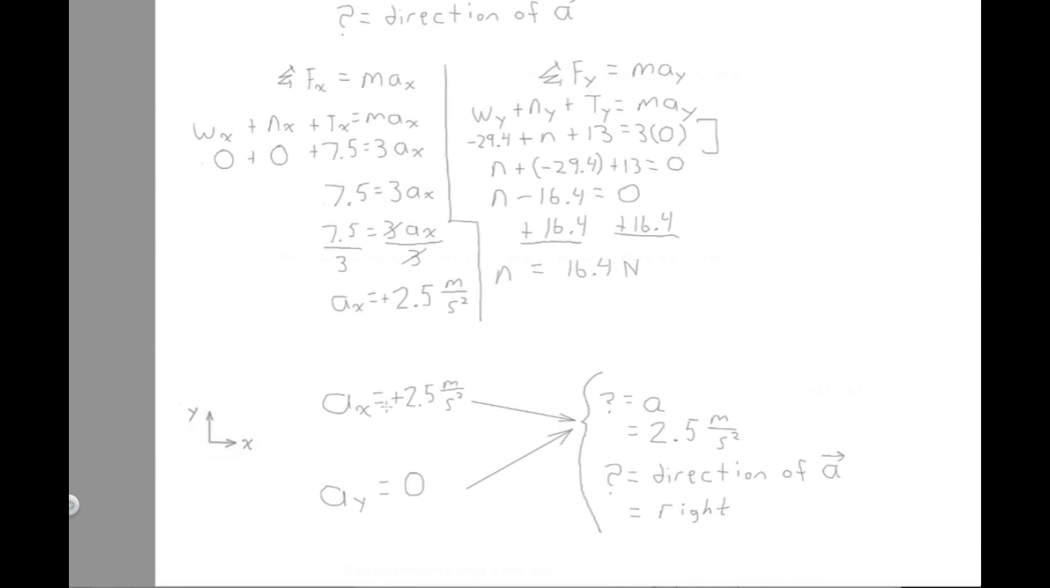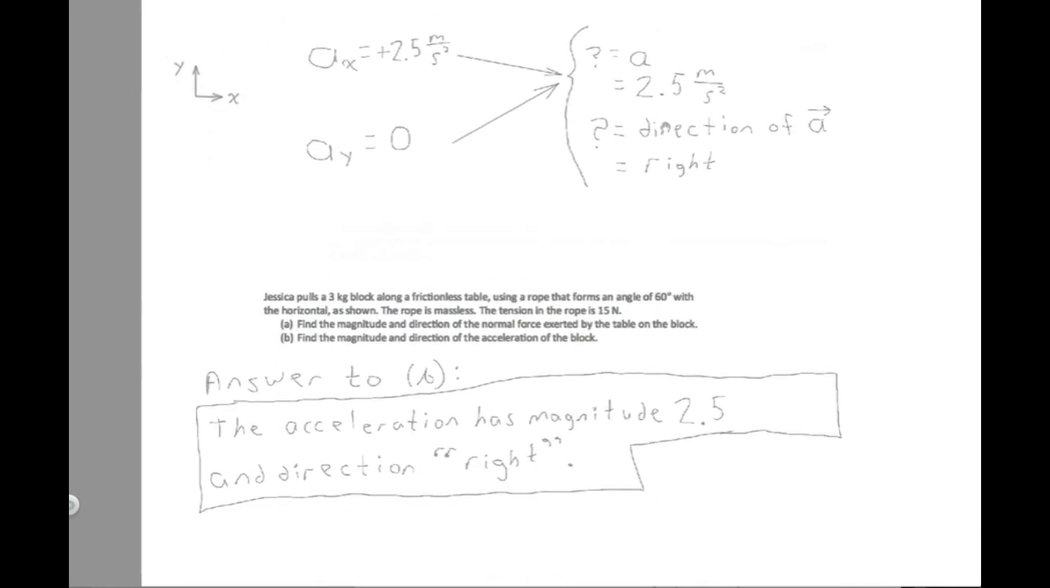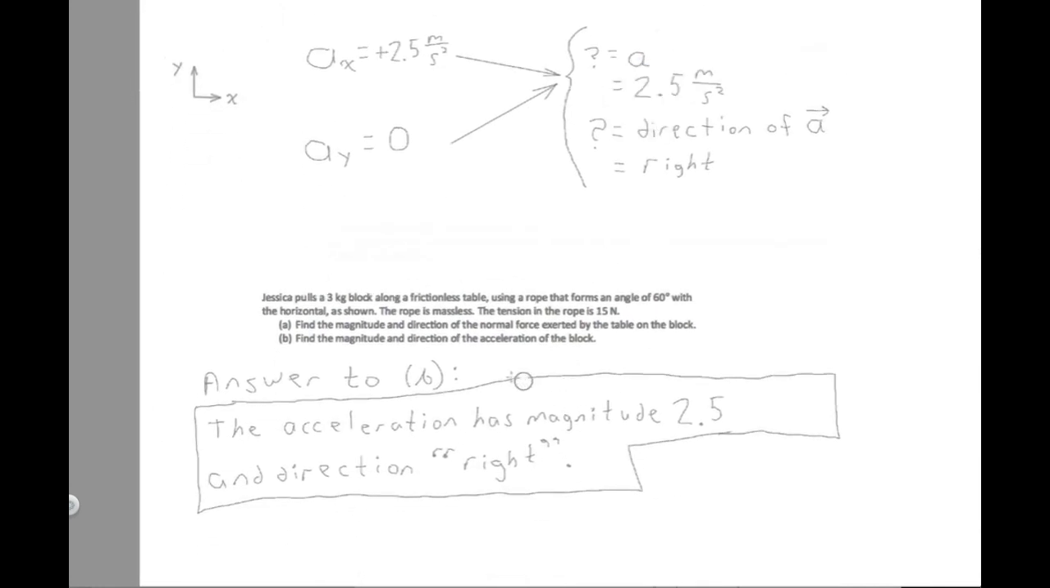By the way, remember we're including a plus sign here because it's a good idea to include plus signs in front of positive components. But we should not include a plus sign here. We don't include a plus sign here because this isn't a component. This is the magnitude of the overall vector, and remember, magnitudes can't be negative, so there's no need to emphasize when they're positive. Now here's the answer that we can write down for this question. The acceleration has magnitude 2.5 and direction to the right.